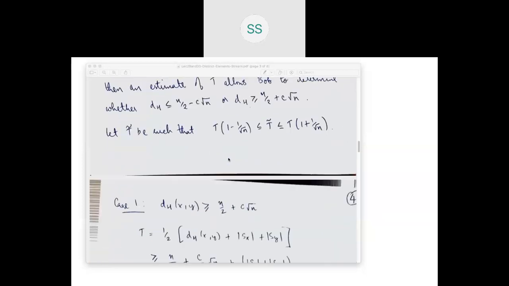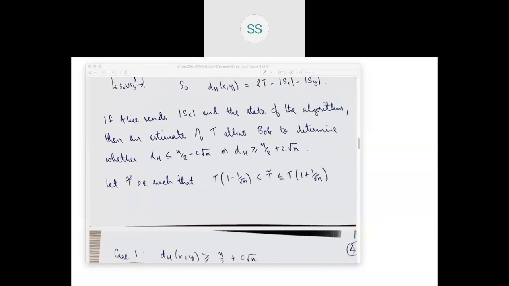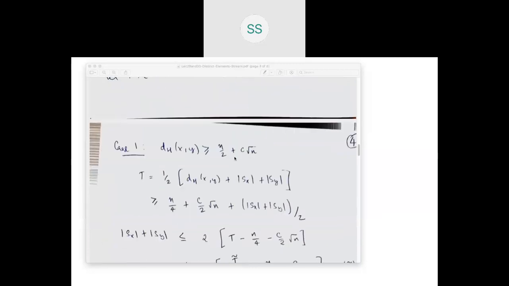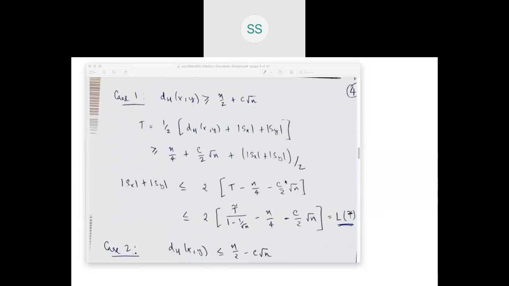So let's say there was a t tilde, an estimate that Bob computes. So t tilde will be between t times 1 minus 1 by square root n and t times 1 plus 1 by square root n. And Bob has to distinguish between these two cases. The Hamming distance is less than n by 2 minus c square root n or greater than n by 2 plus c square root n. So let's say it is the first case, greater than n by 2 plus c square root n. Now t satisfies this, and the Hamming distance has this lower bound.